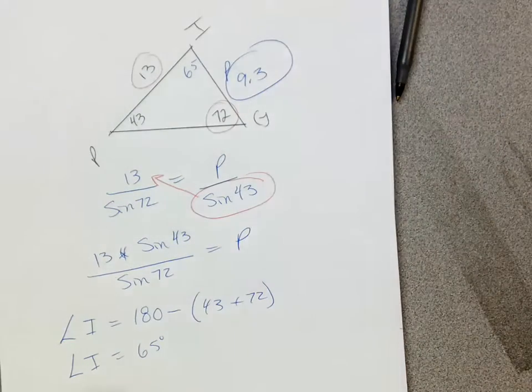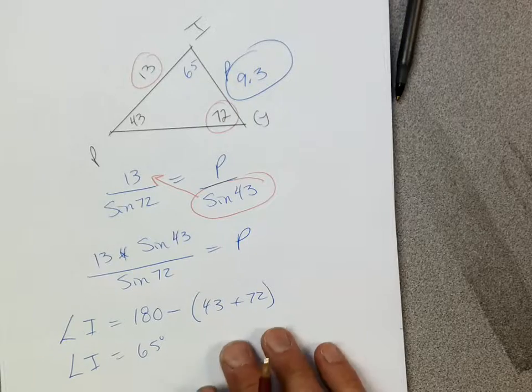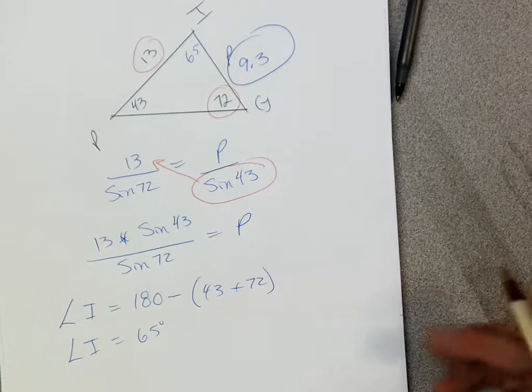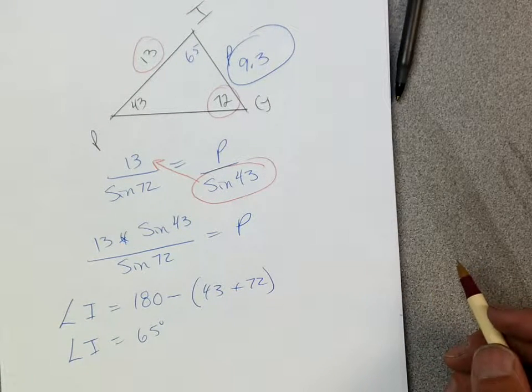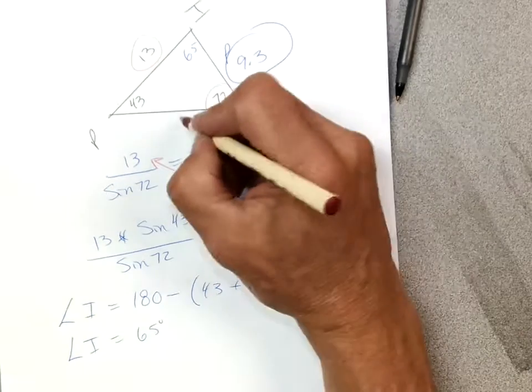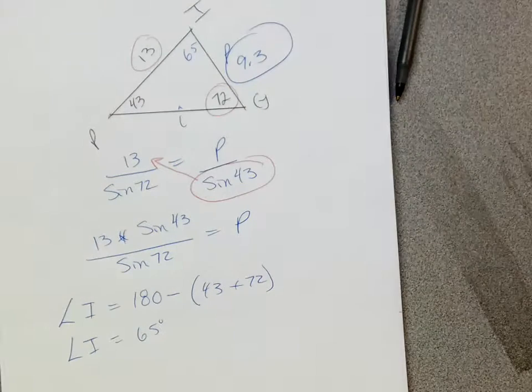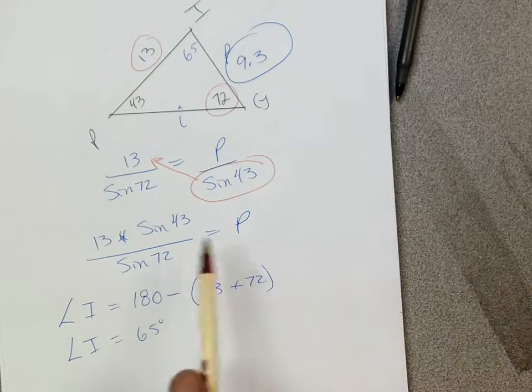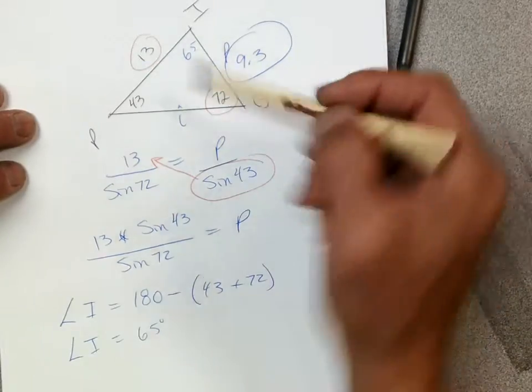Okay, now we're almost done. What else do I need to find? Side PG, which we'll call little I. Now, there is no Pythagorean theorem. Absolutely do not use the Pythagorean theorem. Why? It's not a right triangle. So what do we use? The law of sines all over again. Remember opposites? So let's set up our opposites.